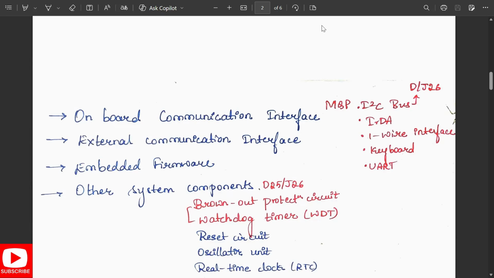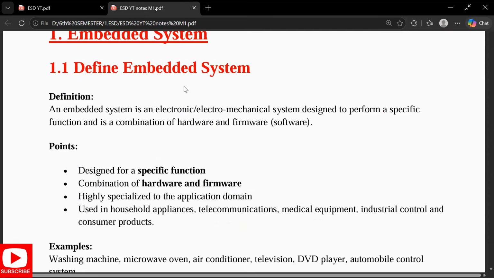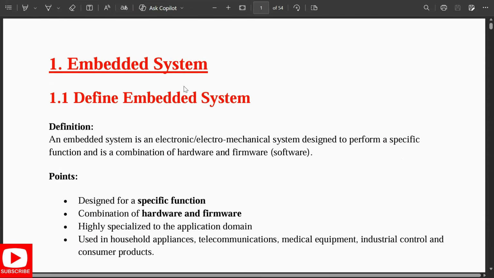So let's move on to the embedded system. Firstly, define embedded system. An embedded system is an electronic, or you can say an electromechanical system, designed to perform a specific function and is a combination of hardware and firmware, that is software.